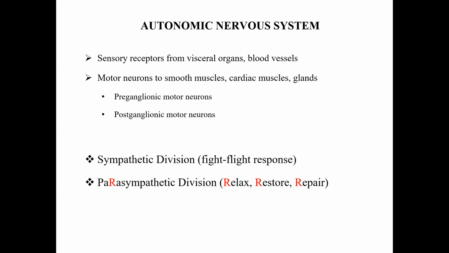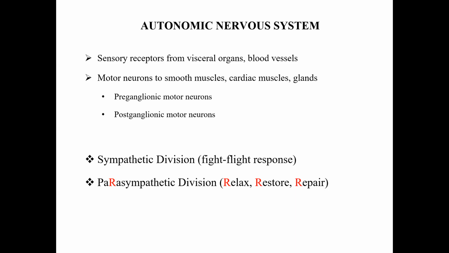All right, and these motor neurons are of two orders. One is the preganglionic motor neuron. These are the first motor neurons that synapse with the second motor neurons, which are the postganglionic motor neurons in the autonomic nervous system. And ganglion is the part where the synapse usually takes place. Not always, usually. And we'll talk about that in a minute.